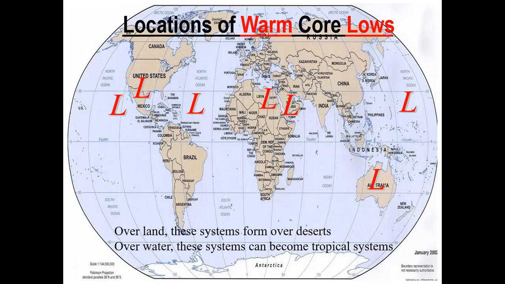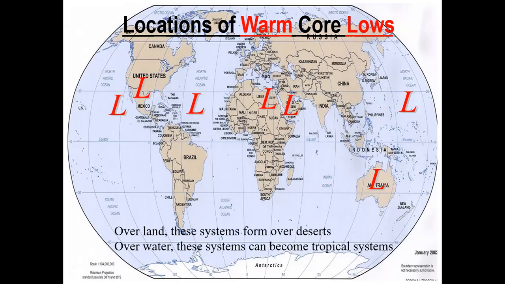And then also look at over water. Look where the low pressure systems are over water, and those are associated with the tropical systems that could develop. But you notice how far south in latitude those are in the northern hemisphere? South of 30 degrees, basically between 0 and 30 degrees latitude, you get these warm core lows that form over the warm, moist tropical waters.